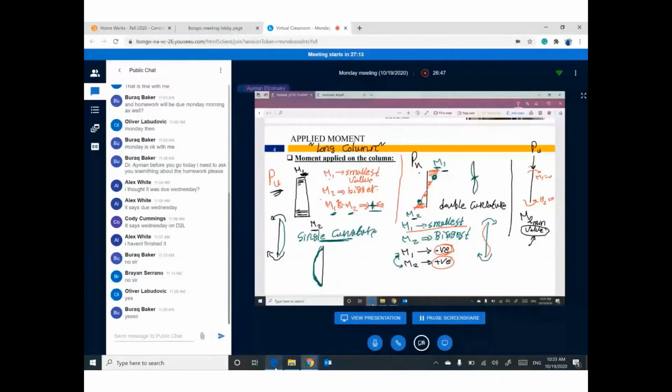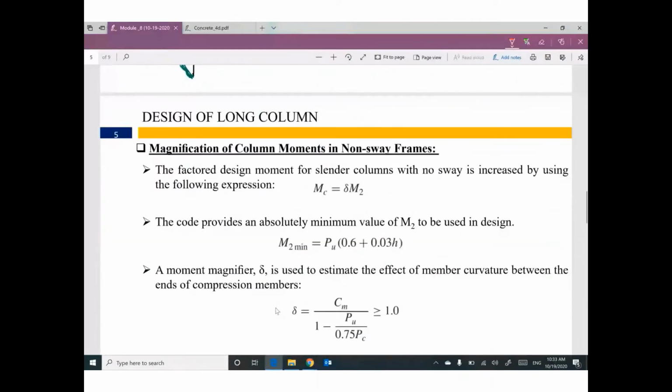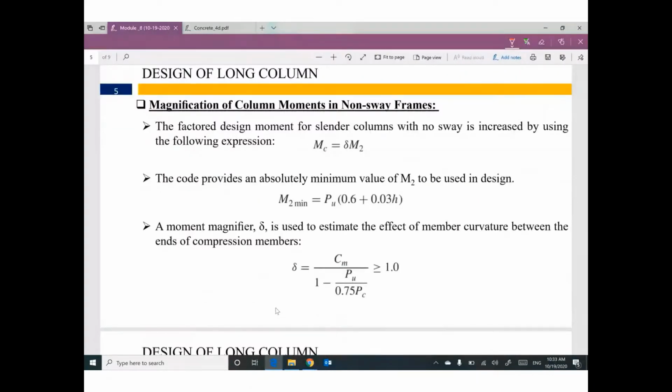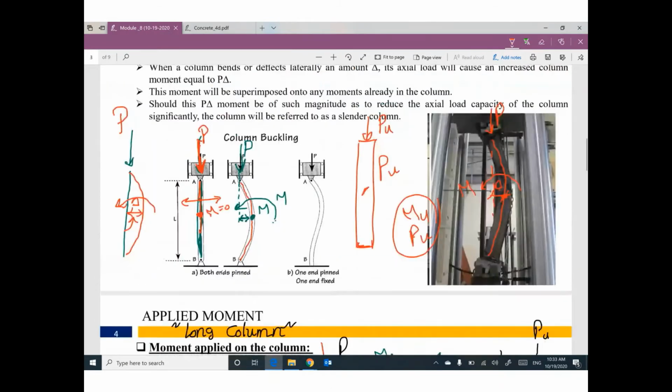Okay, design of long column. We have a few steps. First step, the factored design moment, M2, will be multiplied by delta. M2 will be multiplied by delta to magnify the value of moment. Because if you have a load P ultimate and you have buckling, this moment will be magnified, will be bigger.